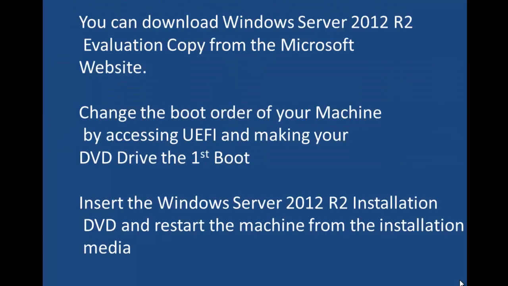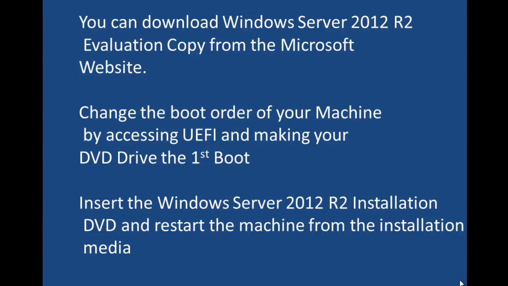Now you can download Windows Server 2012 R2 evaluation copy from the Microsoft website. Make sure that on the machine that you're using, you go into the BIOS and change the boot order of your machine, making sure that if you're using an ISO that you've burned to your DVD, that DVD drive is the first boot option.